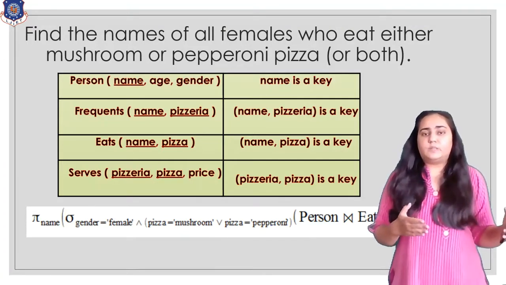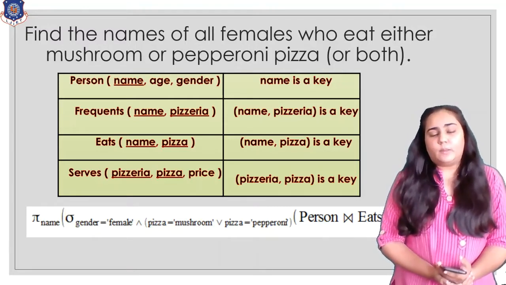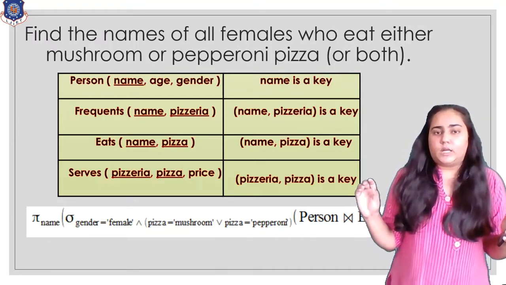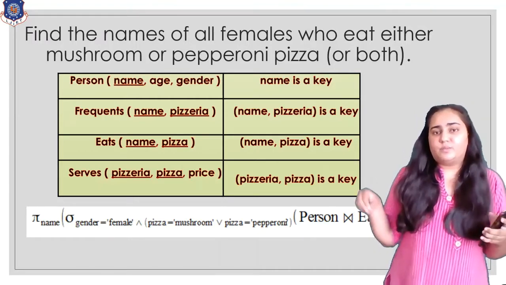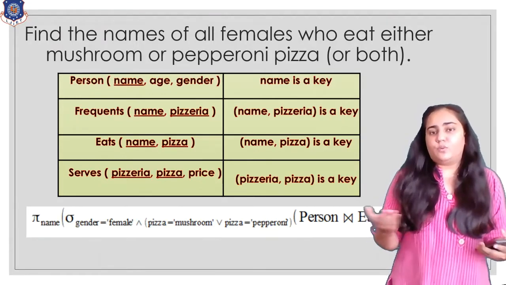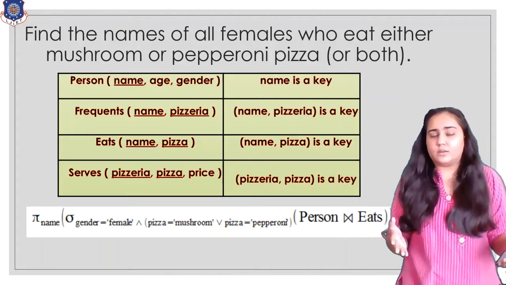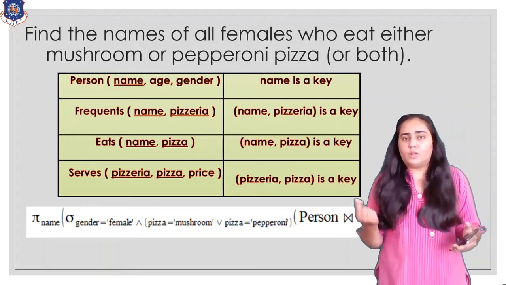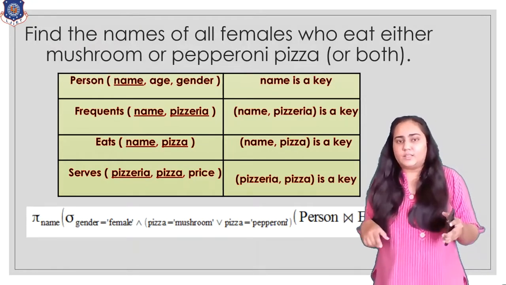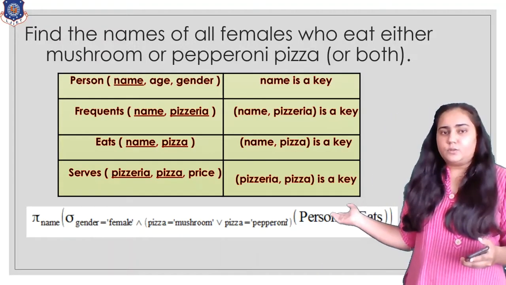When you are using pizza equal to mushroom and pizza equal to pepperoni, you are trying to say that you are looking for a row where you have pizza mushroom as well as pepperoni, both at the same time, which is not possible. The row will either contain mushroom or pepperoni or something else, but it definitely cannot contain mushroom and pepperoni in one row at the same time. So that's why if you use and, it gives you nothing. But if you use or, it is the correct way to do it.